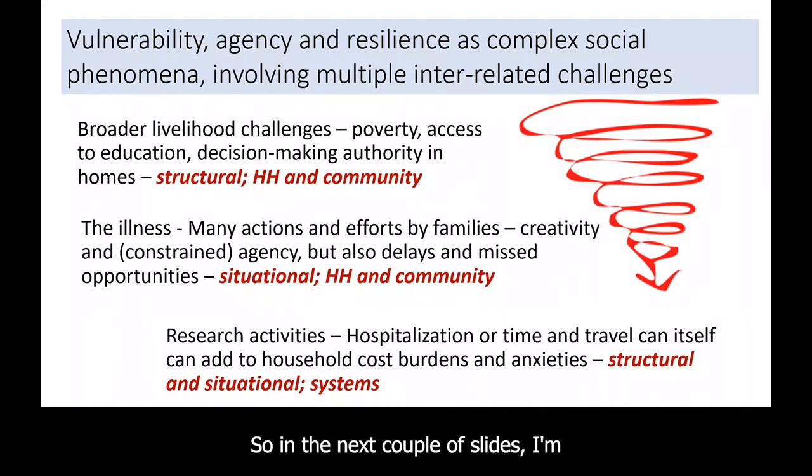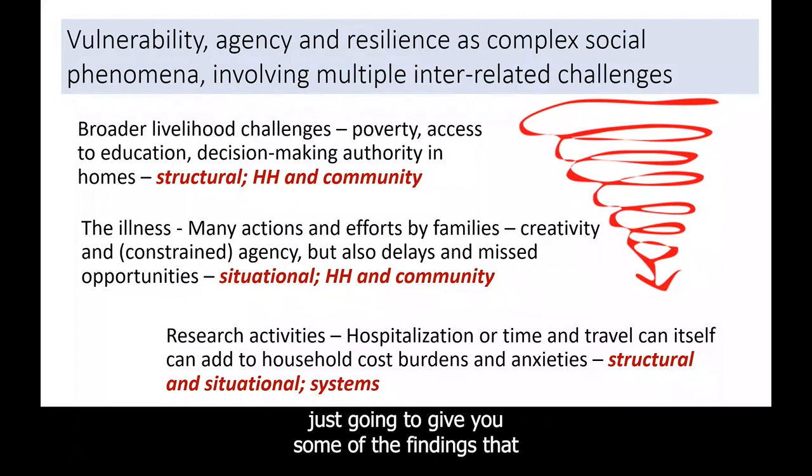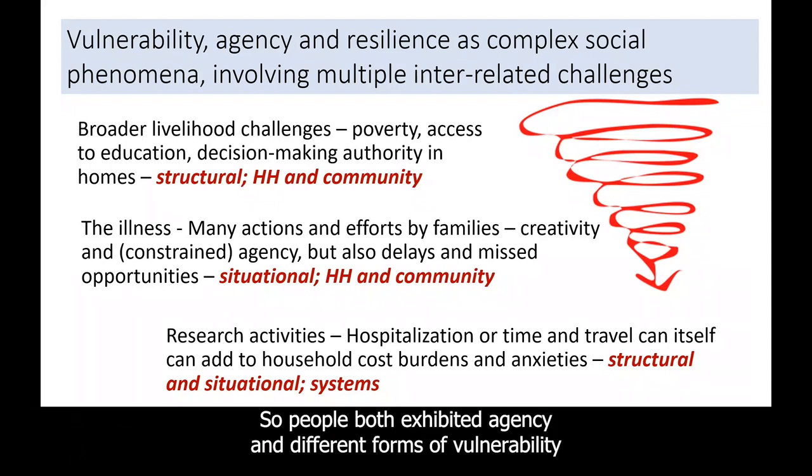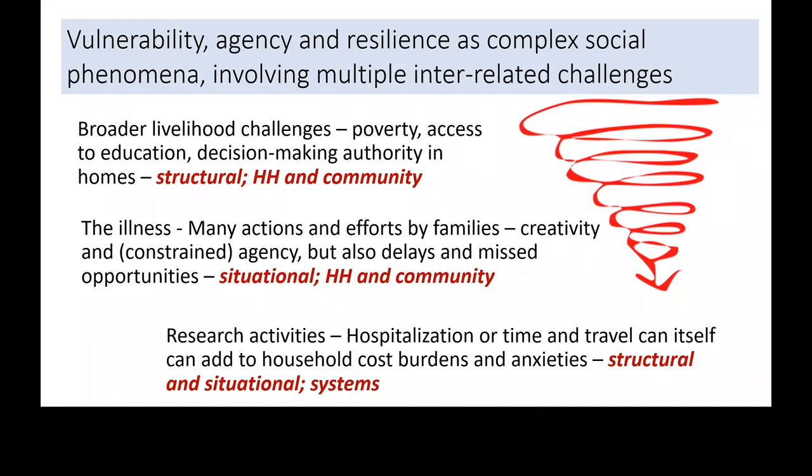So in the next couple of slides, I'm just going to give you some of the findings that are most relevant to the visual work that Al will share. So as might be expected, basically what we found was that vulnerability, agency and resilience was very complex, interplaying with each other. So people both exhibited agency and different forms of vulnerability at the same time often.